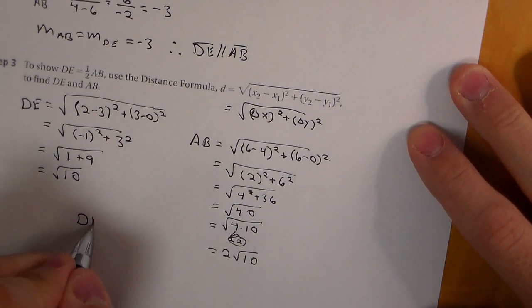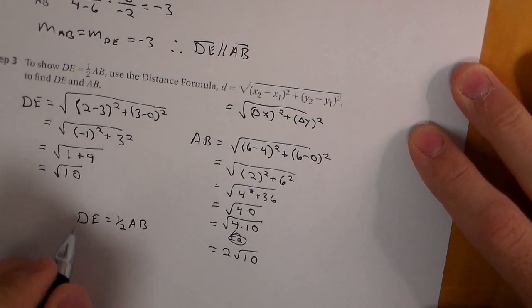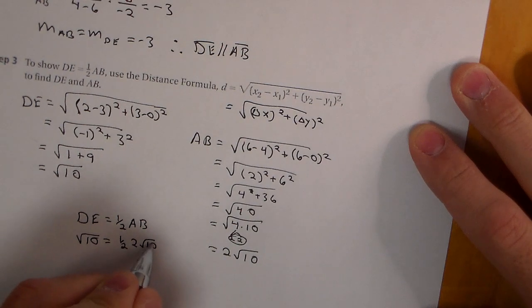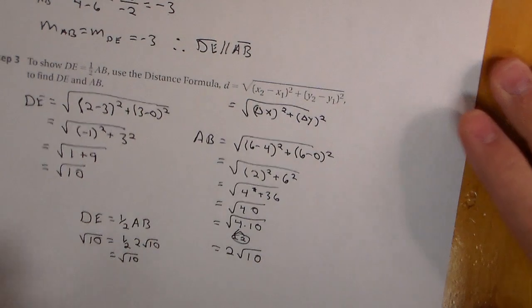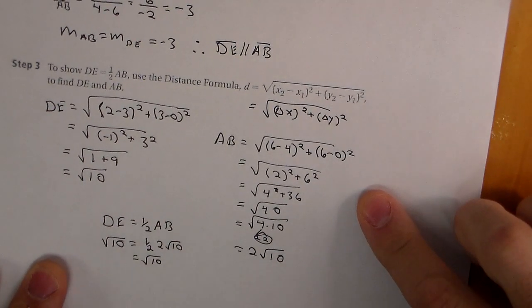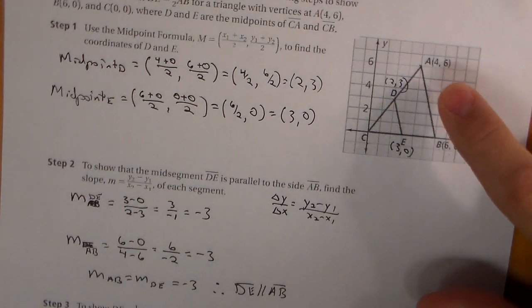So this shows us that DE is equal to 1/2 AB, because the square root of 10 is equal to 1/2 of 2 root 10, which is also root 10. So this was a coordinate proof that the midsegment is half the length of the side and it is parallel to the side when we draw a midsegment from midpoints.